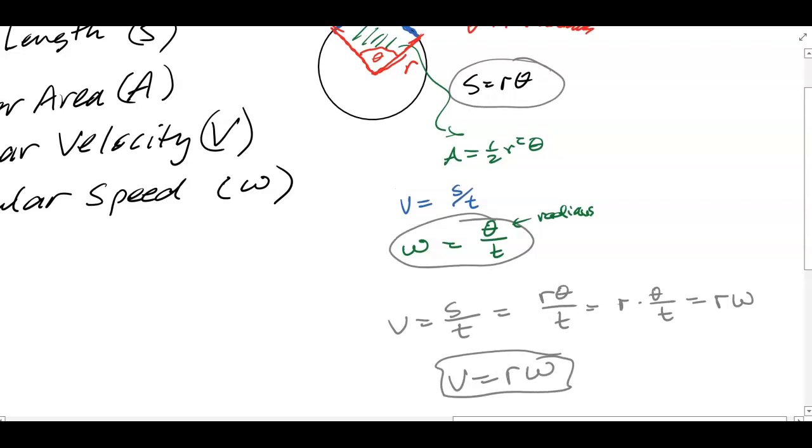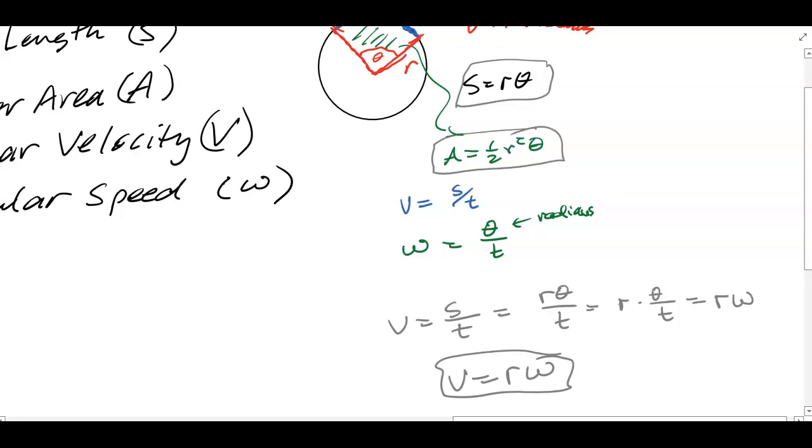So let me box all the ones that you need. You need this one. You need the area of a sector. And you need the linear velocity, you need the angular speed, and you need this one, the linear velocity in terms of the angular speed.